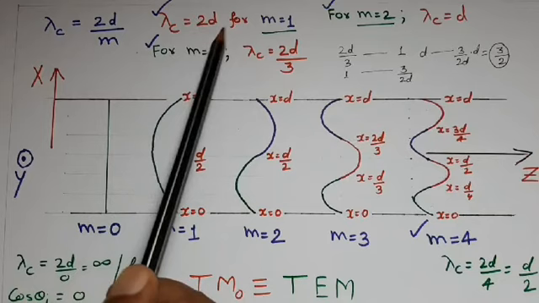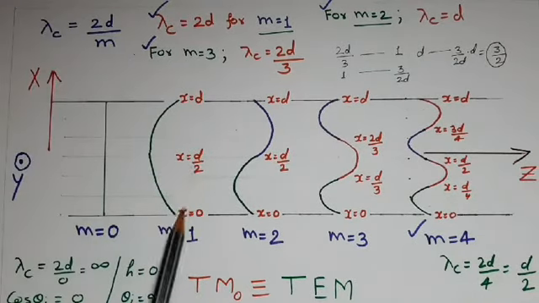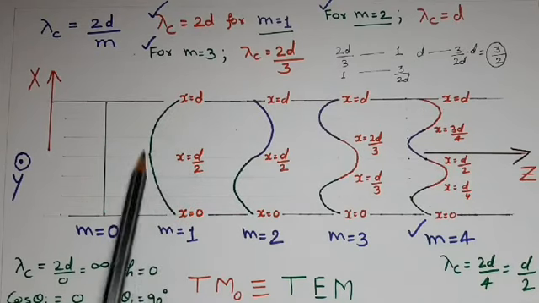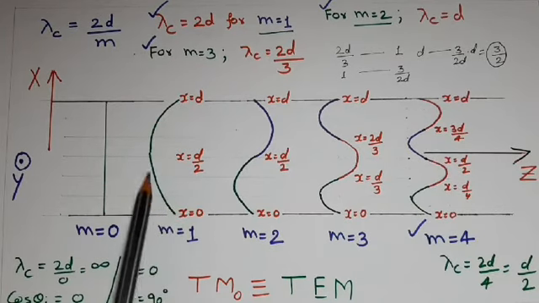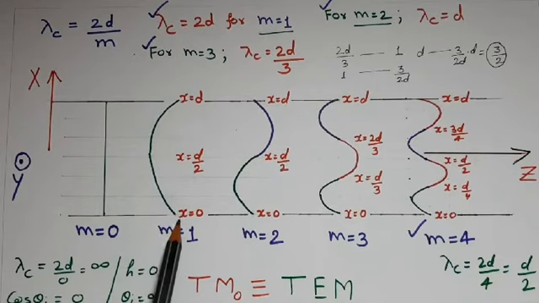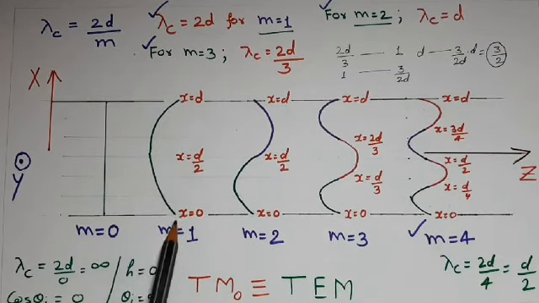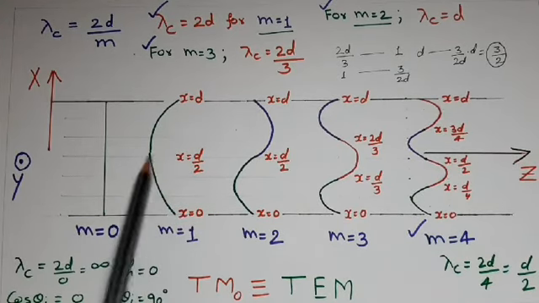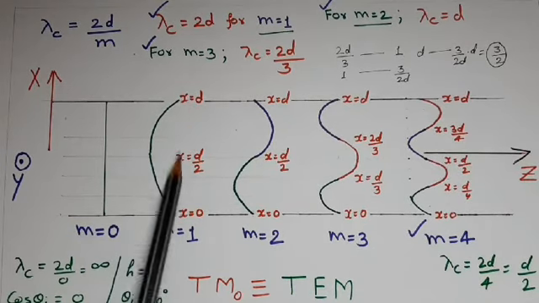In our case, the separation between the planes is d. Because the wavelength is 2d, in d separation only half a wavelength will come. And if that variation is a sine function, then the field would be 0 on the boundaries, and this half cycle variation will be present between the boundaries. This half cycle variation shows that the field is 0 on this plane, then the field is maximum here, and the field is again 0 on the second plane. This is half cycle variation.